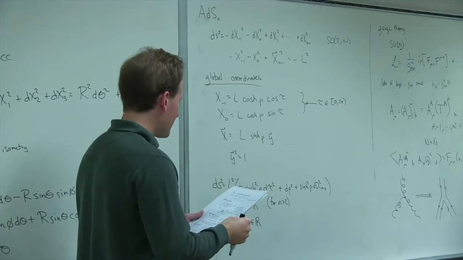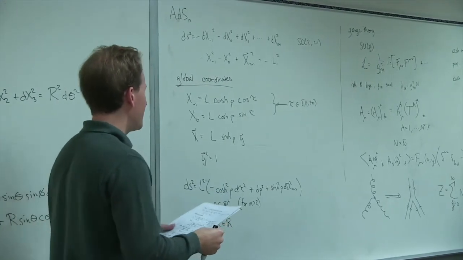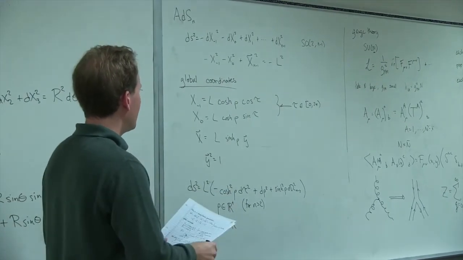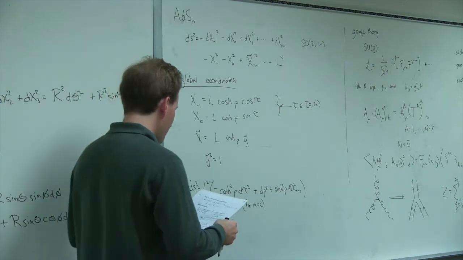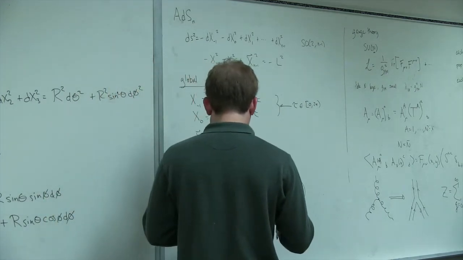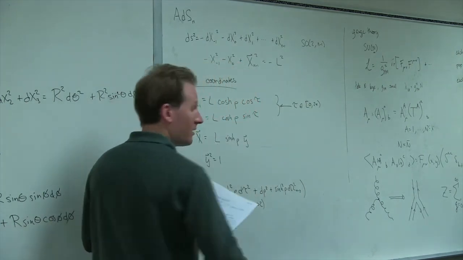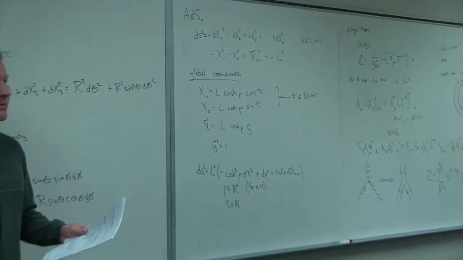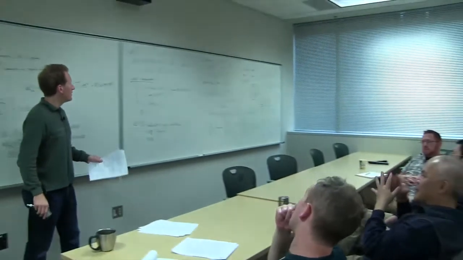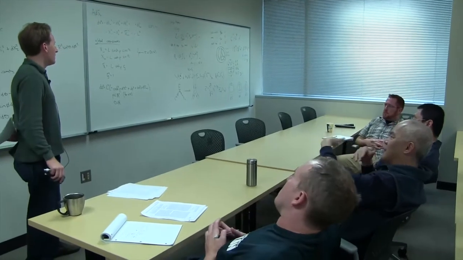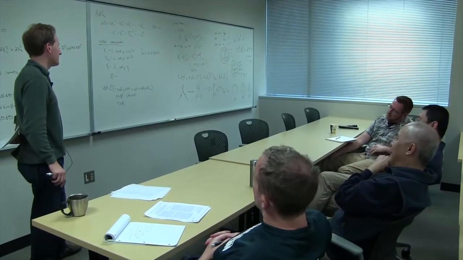Okay, so these are called global coordinates because they cover the entire manifold of n-dimensional anti-de Sitter space. Yeah, I'll skip that. So are both called ADS? The one where you treat tau to be periodic or not? Same thing, different thing.